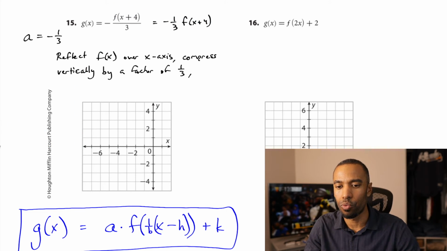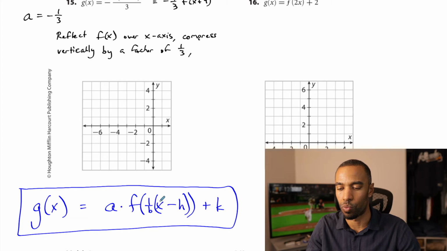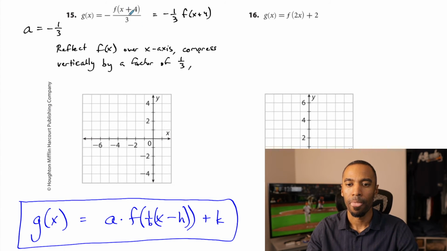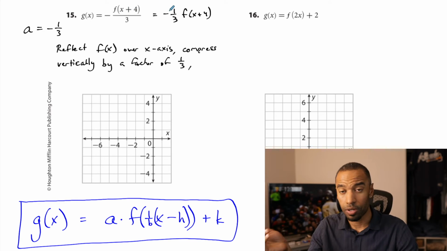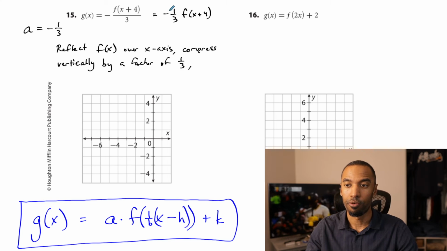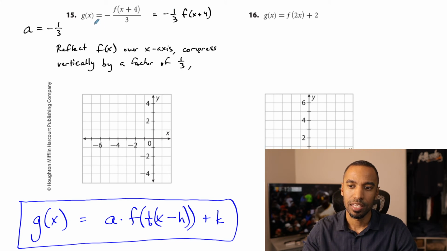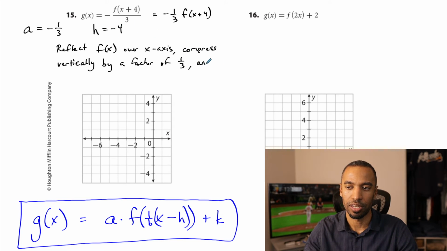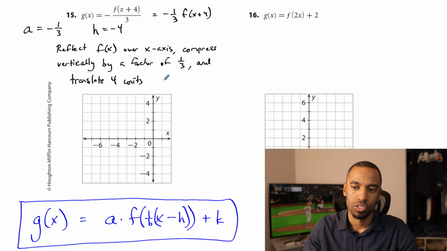Now, if you recall in the equation, it looks like b is unaffected. That's just 1. But we have an x minus h, and this says x plus 4. Well, what would we have to subtract to get a plus here? The answer is we'd have to subtract a negative 4. The h value here is negative 4. So the last thing we're going to do is translate this 4 units to the left.